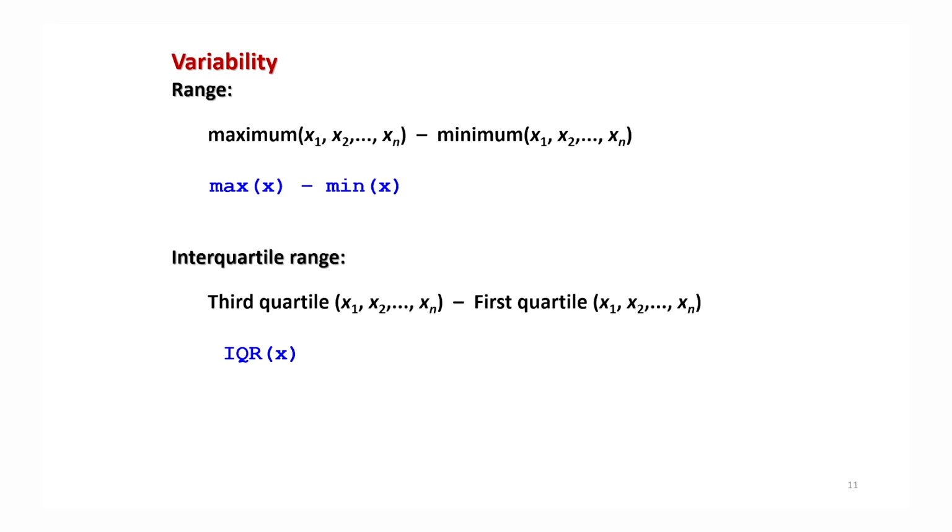The next concept is the range. Range is the difference between the maximum and minimum values in the data set. In order to compute it in the R software, you have to use the built-in functions max and min. For example, if I have stored the data in data vector x, then I write max of x minus min of x.